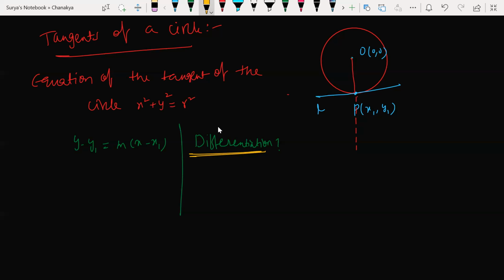How? Any guesses? I am asking you. Look, if you know differentiation, if you know how to find out dy by dx, it is easy to find out the slope of the tangent. Finding the slope of the tangent and finding dy by dx, what is the relation between these two? Any guess?